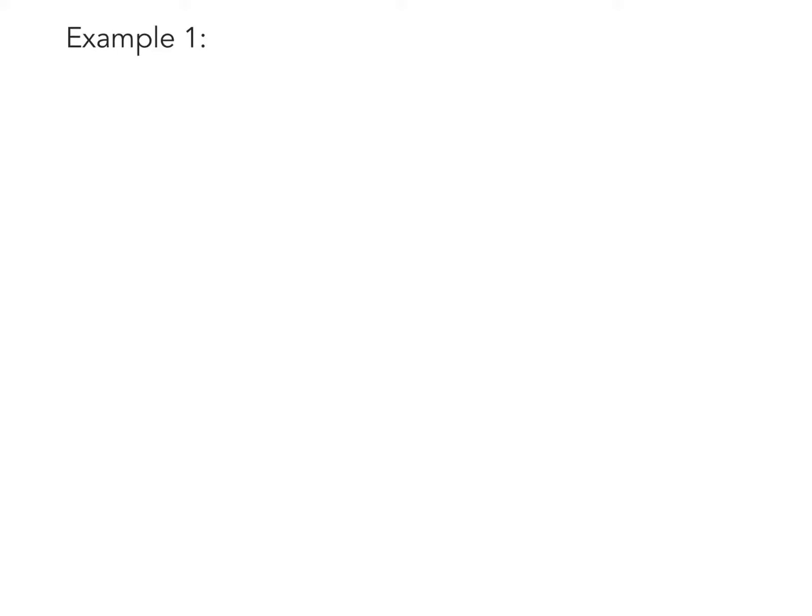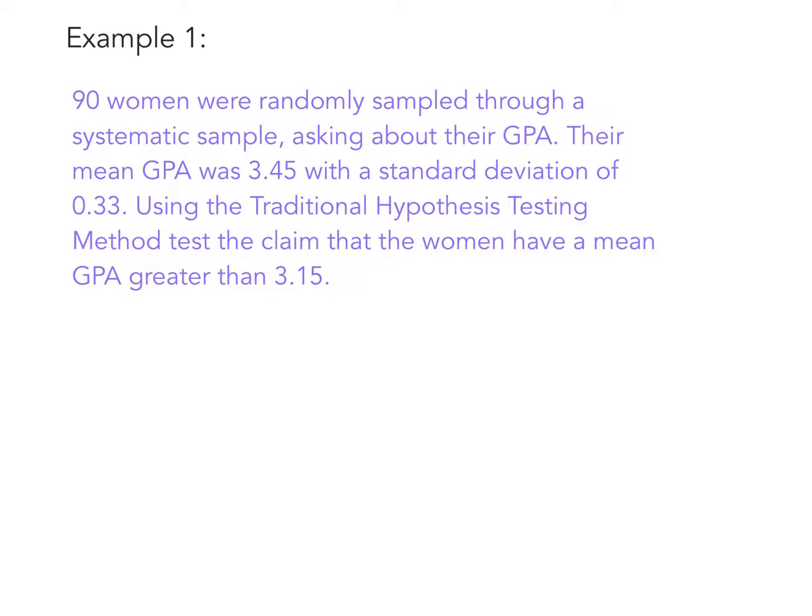The examples that I will be showing today deal with mean. In this example, we're going to be looking at data from a sample to make predictions about its population. After completing a minimum sample size calculation for the population, 90 women were randomly sampled through a systematic sample, asking about their GPA. Their mean GPA was 3.45 with a standard deviation of 0.33. Using the traditional hypothesis method, test the claim that women have a mean GPA greater than 3.15.